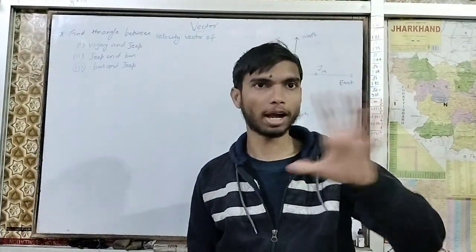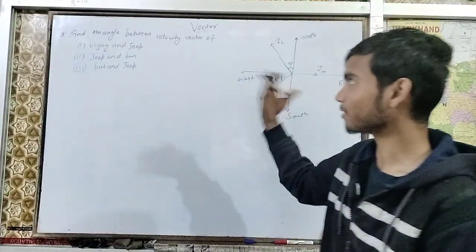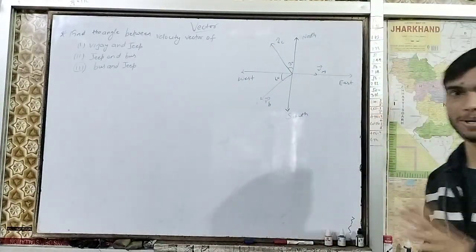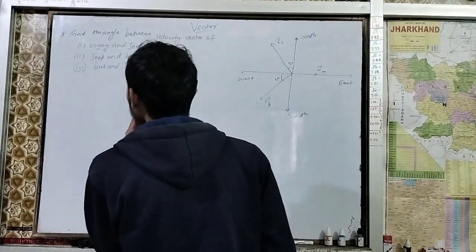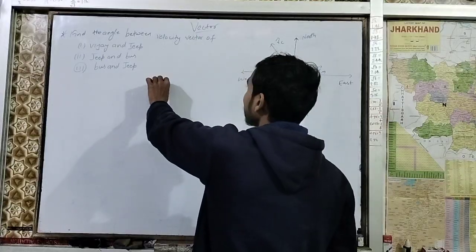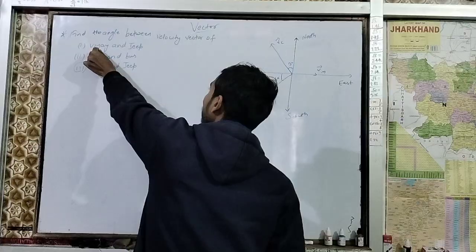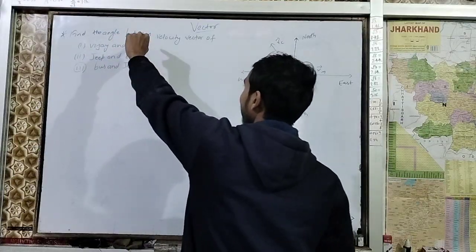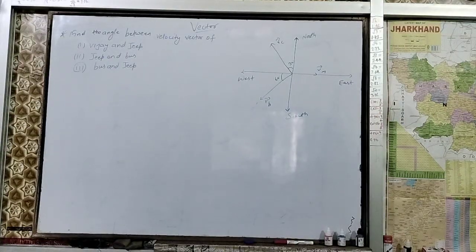As you saw how to find angle between two vectors, same here. Jeep is a vector, bus is a vector, Vijay is a vector. So the angle between them we have to find. Read the question completely: find the angle between velocity vectors. Here we are going to find the velocity vector of Vijay and the velocity vector of Jeep.